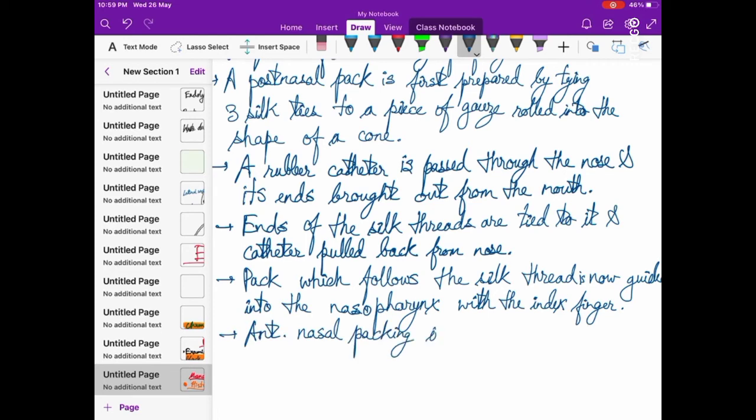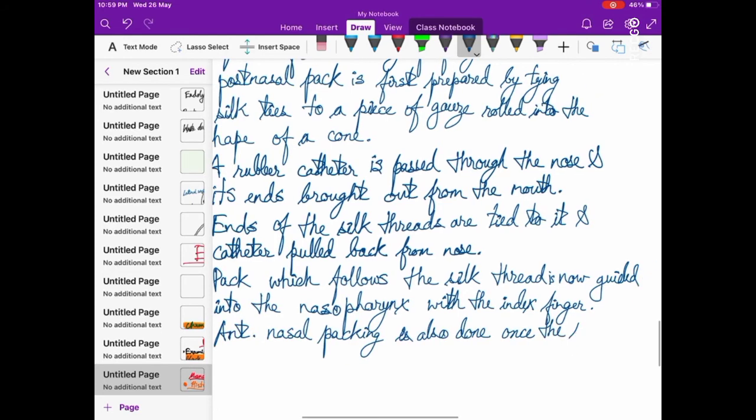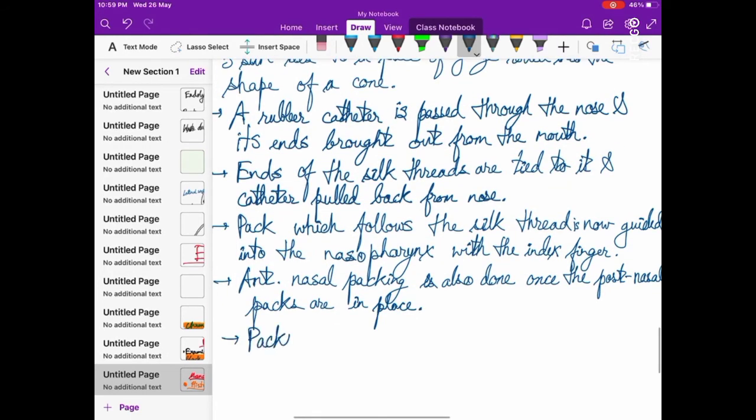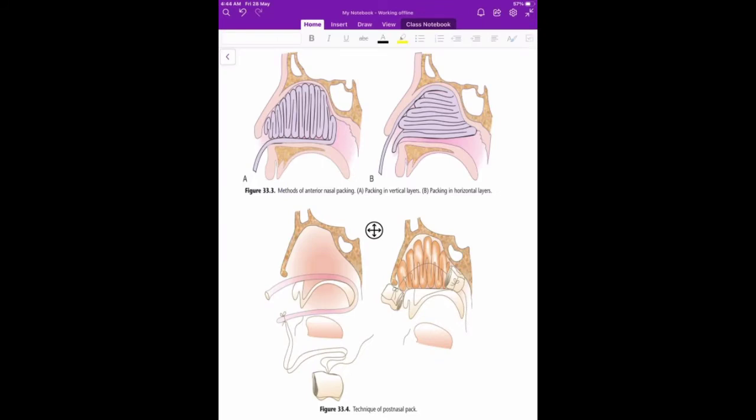Anterior nasal packing is also done. Once the postnasal packs are in place, anterior nasal packing is also done from the front side. Packs are usually removed after 72 hours. Here in this picture you can see anterior nasal packing and posterior nasal packing. In anterior nasal packing, ribbon gauze is placed from floor to roof, and posterior nasal packing catheter is placed. Posterior nasal packing is done from both sides.